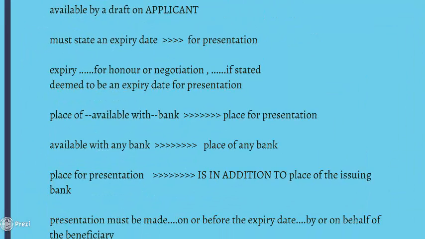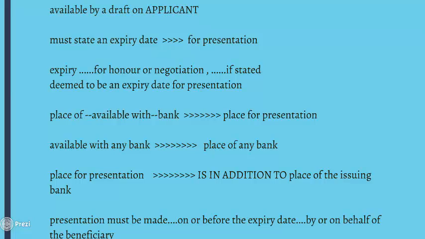The credit should not be issued available by draft on applicant. The draft should not be drawn on applicant. Why? The applicant is strictly speaking not a party to the credit. He is a party related to the credit, but he is not a party to the credit. Credit is issued as an undertaking, a definite undertaking of the issuing bank. So the draft should be drawn, if at all, on the issuing bank.